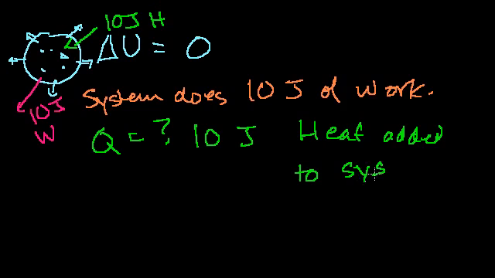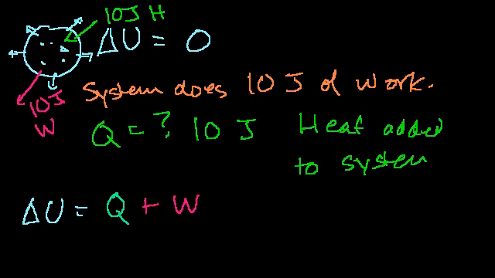Now let's look at that from the point of view of the actual formula. If we have delta U is equal to heat added plus work done to the system, then we would say, OK, this was 0.